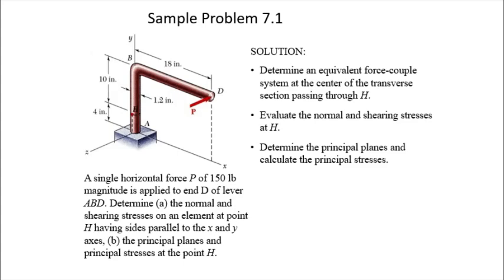let's take a look at an example here. Now we are given this problem here. There's a bent bar fixed at point A here with a single load P horizontally in the minus Z direction, right? Acting at the free end D. Now it says here, determine the normal and shearing stresses on an element at point H. Now here is point H there, the red dot. Okay, that red dot is point H.